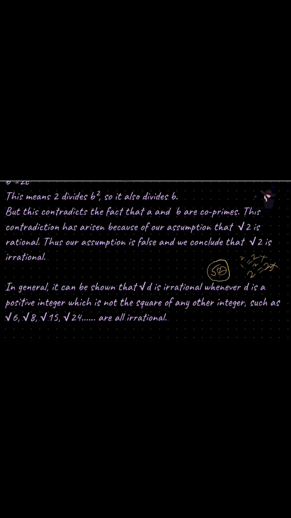Similarly, root 6, is it a square of an integer? No, it is not. Similar with root 8, root 15 and root 24. These are not the squares of any other positive integer. So these types of numbers are always irrational.